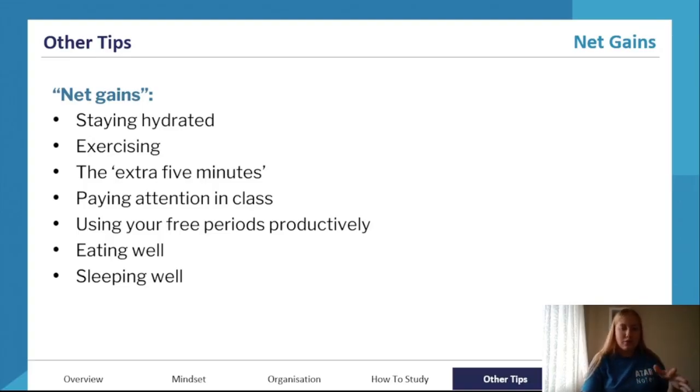Make sure you've 100% completed your revision or whatever tasks you had aimed to complete, such as a set of practice questions.